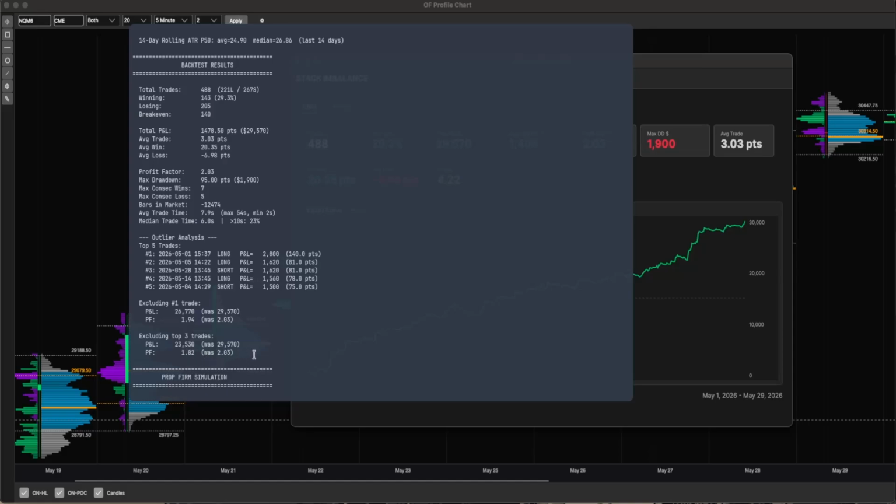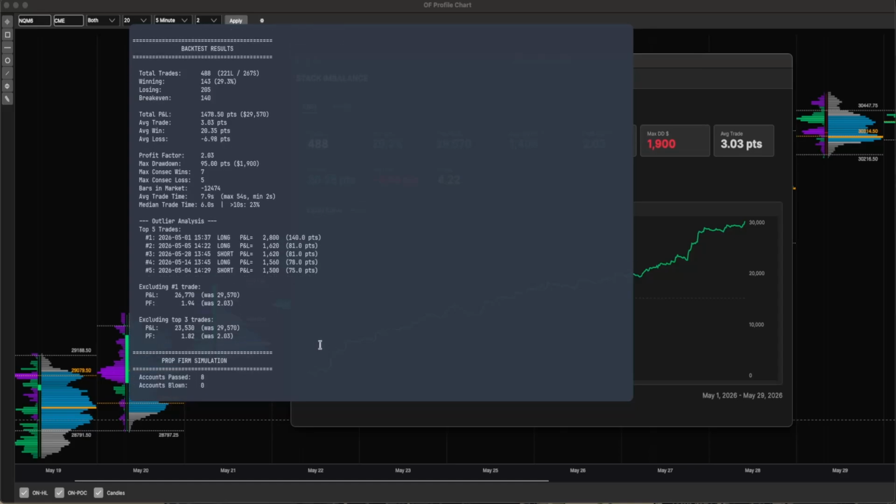So what this is telling you is the back test with roughly 500 trades, you don't have an algo that's just having 2 or 3 trades that are massive. I've just eliminated the top 3 trades, and I'm still at a profit factor of 1.8. I'm extremely happy with that.